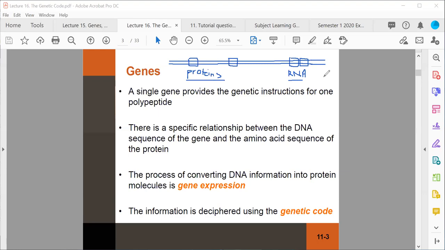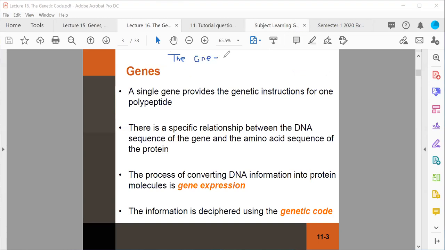All right, so that's a good start. Now let me just clear that and let's go back to what was originally referred to as the one gene, one enzyme hypothesis.